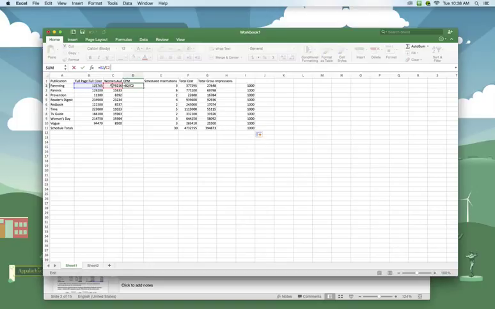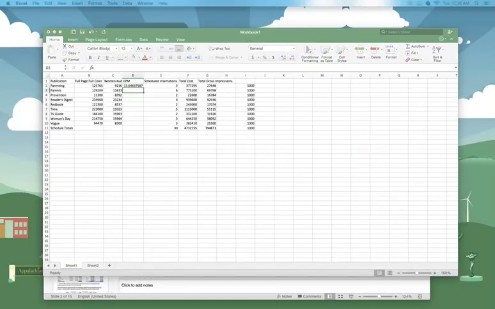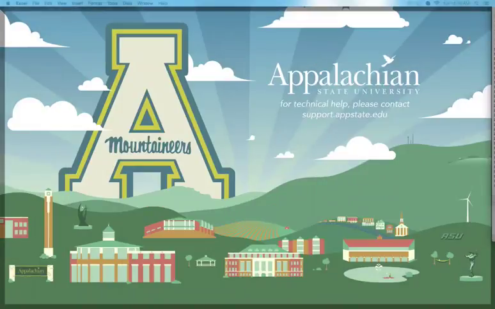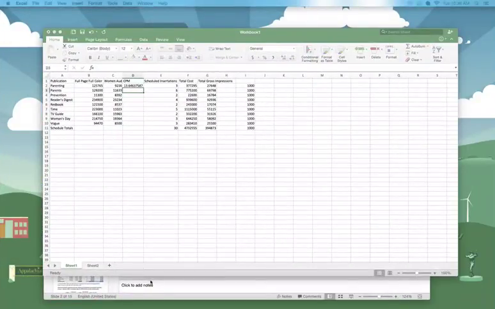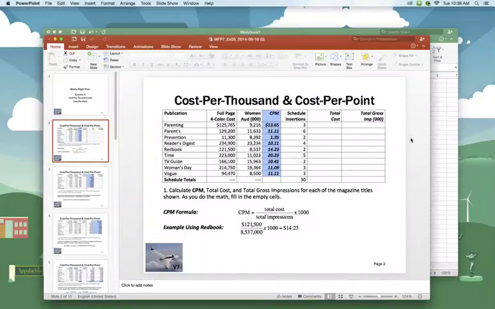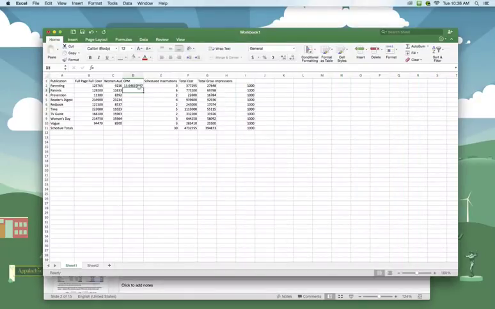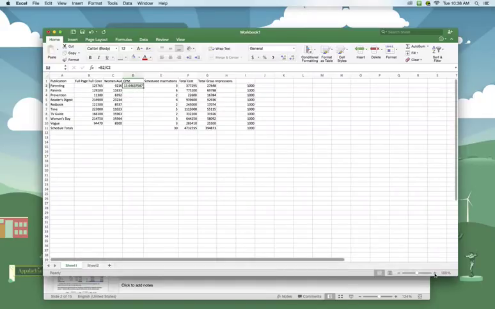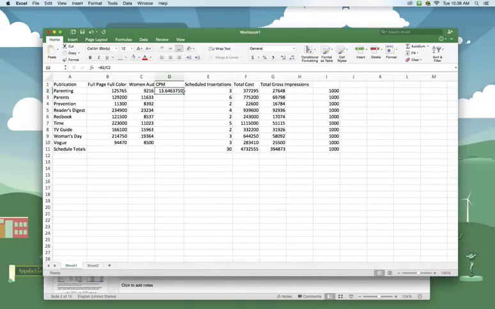And again, you would multiply it by 1,000 if you had all the impressions written out in their entirety. So you get your CPM of 13.65. I would round this up. Let me zoom in a little bit so it's easier to see. Since this is a horizontal problem, you can scroll down again and just have all the answers. I typically like to do this.